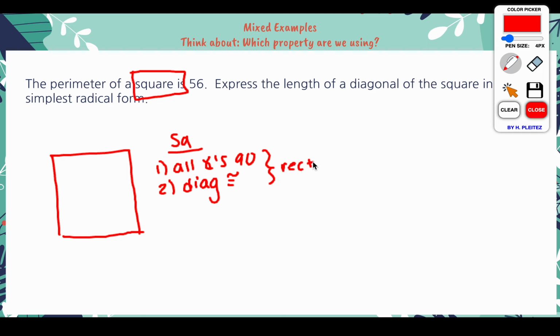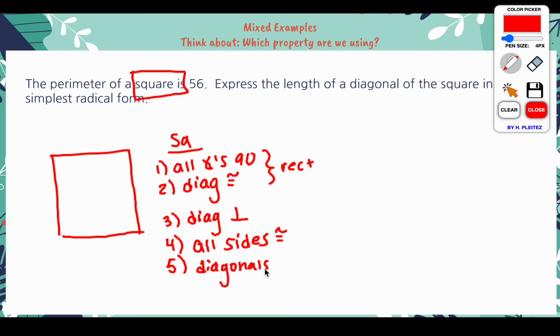And then I also know diagonals are perpendicular. I know all sides are equal or congruent. And I know diagonals, I'll just write are angle bisectors, right? Which means they bisect the angles of the shape. And again, this comes from the rhombus portion of it.